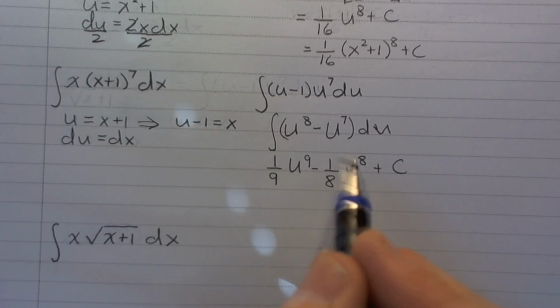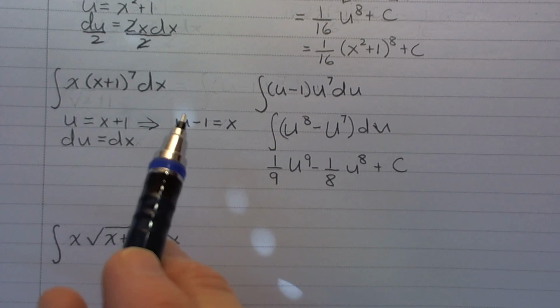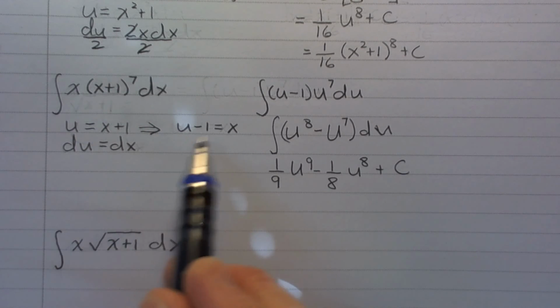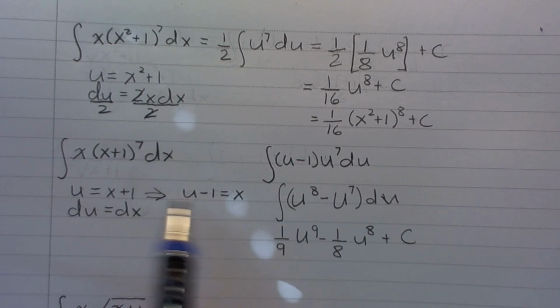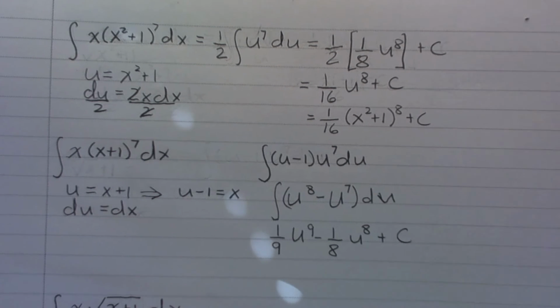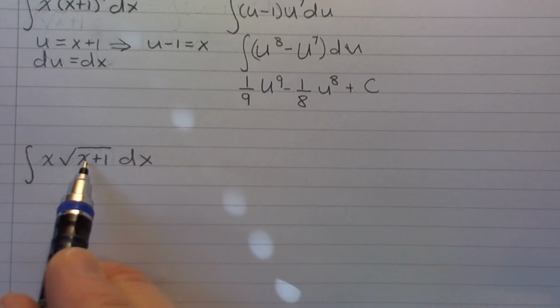So we've found this integral using substitution, but it required us to handle the substitution a little bit differently than we did up here. See? So we needed to solve for x. Now that's a couple of examples. Now let's look at this one.